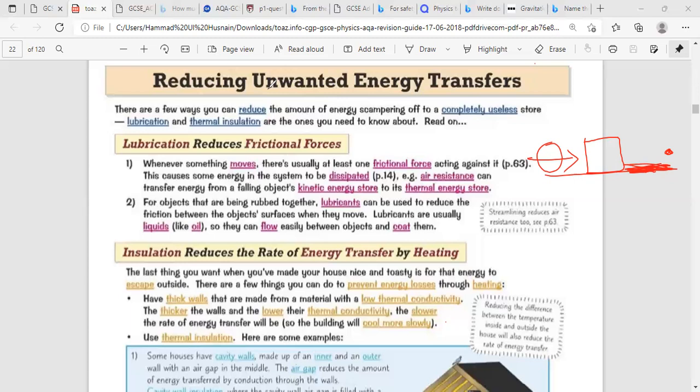So we want to reduce this frictional force in order to reduce the energy losses. We can reduce this frictional force by lubrication. For example, it is written that air resistance can transfer energy from a falling object's kinetic energy store to its thermal energy store. Let me give you another example.